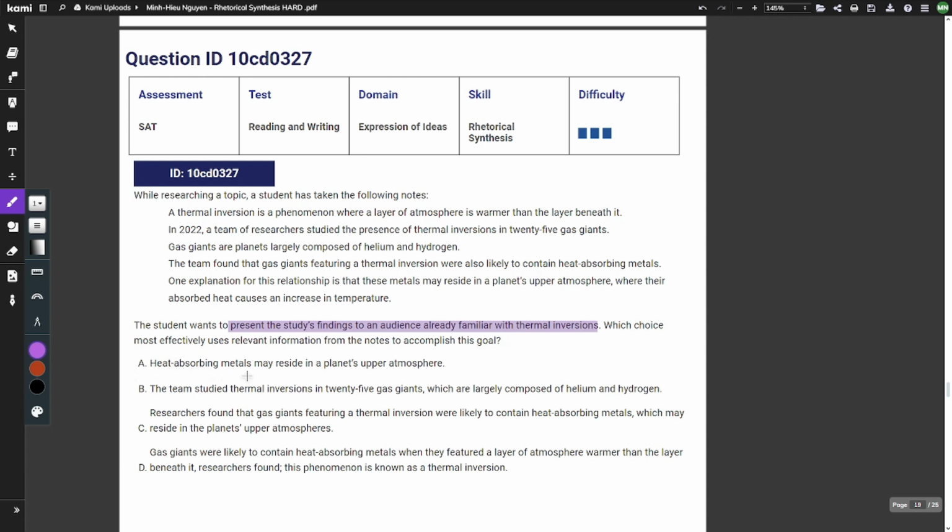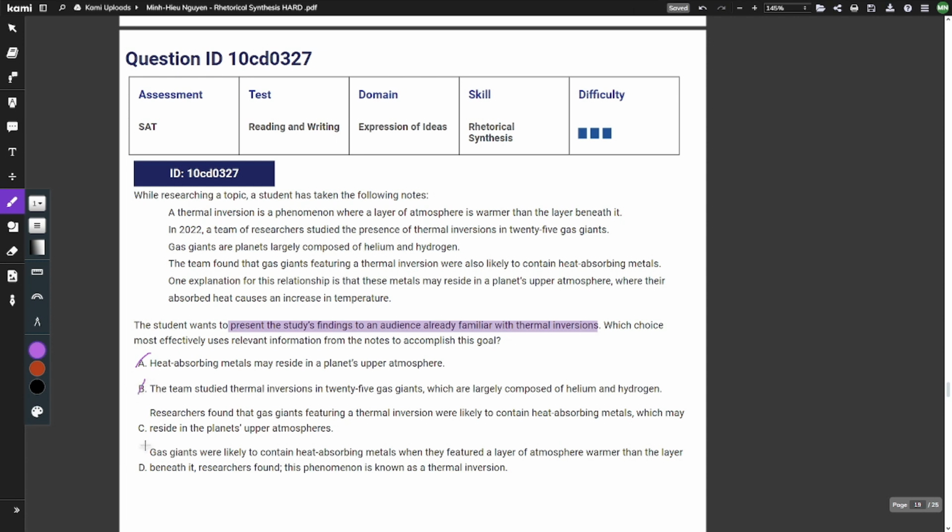A. Heat absorbing metals may reside in a planet's upper atmosphere. So this one doesn't explain what thermal inversions are, so that's 1 point. But it doesn't present what the study's findings are. It's just saying that these metals may reside there. It doesn't say what the study found. So it's not going to be A. B. The team studied thermal inversions in 25 gas giants, which are largely composed of helium and hydrogen. So once again, this one doesn't explain what thermal inversions are, so that's good. But it also doesn't show you what they found. I mean, it's talking about how they studied these things, but it doesn't say what they found. So it's not going to be B.